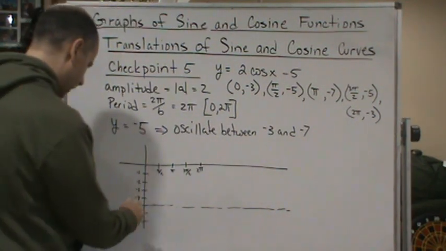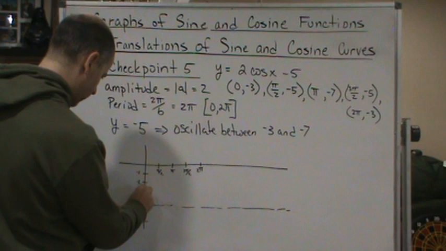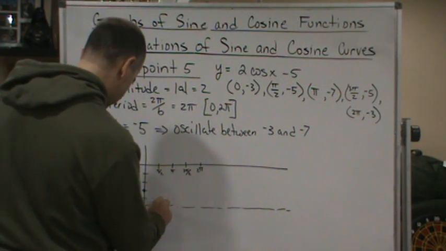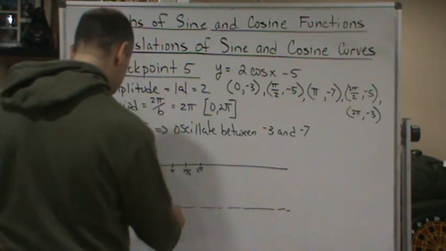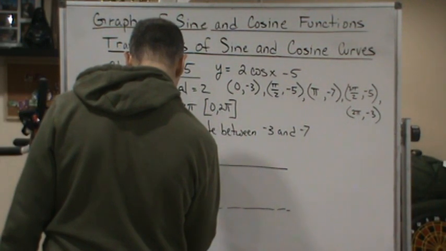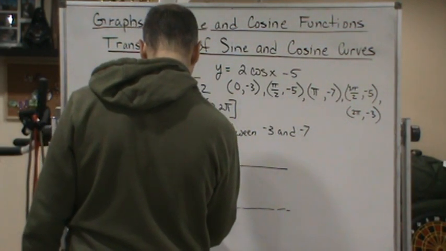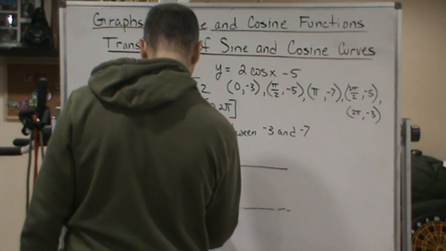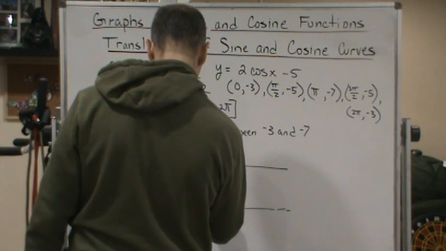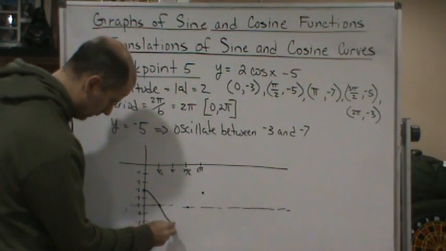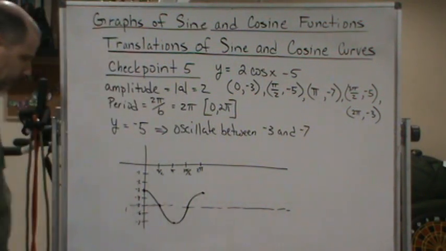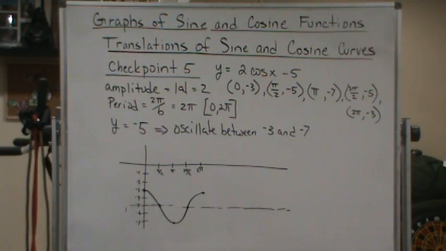2 pi. Okay, so now it's going to start at negative 3, 0 comma negative 3, and then it's going to go down to pi over 2 comma negative 5, and then it's going to go down to negative 7. So at pi it's going to be at negative 7, and then at 3 pi over 2 it's going to be back to negative 5, and then it's going to go back up to negative 3. And so we have something that looks like this. All right. That's it.